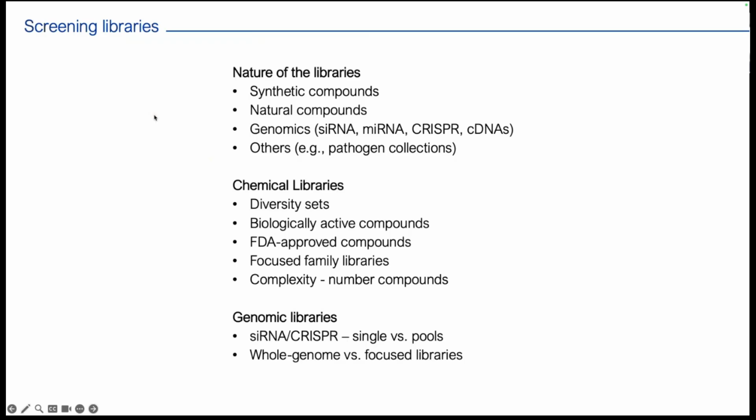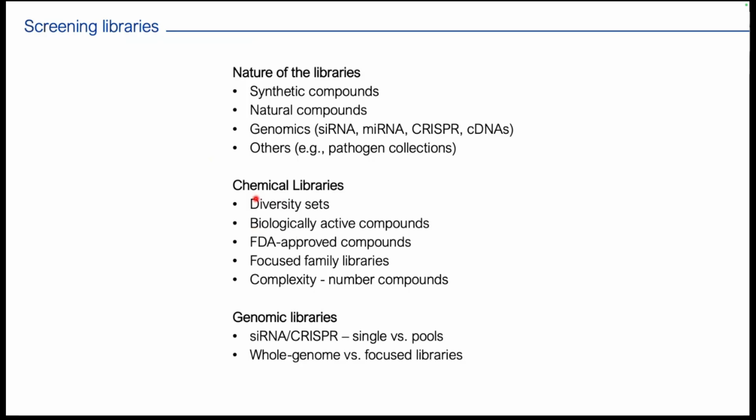We can do genomic libraries. This could be siRNA, microRNAs, CRISPR, cDNAs, and so on. We can do, for example, a pathogen collection. So we're using the same cells and infecting the cells with mutants of bacteria, for example. And here, even inside each of these types of libraries, for example, if you consider chemical libraries, there are different sets of libraries. There are libraries where the objective is to be as diverse as possible, to explore the chemical space as much as possible.